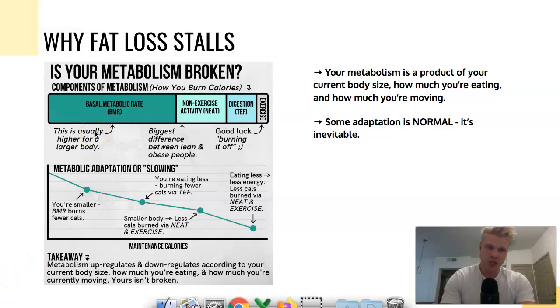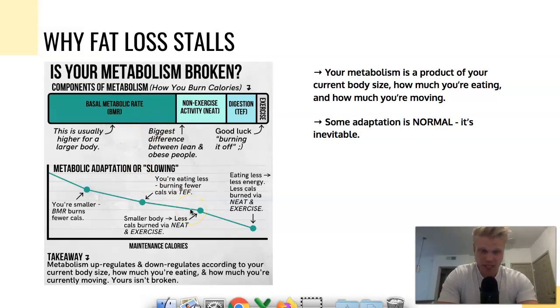Now, as you eat more, this process works in reverse. You have more energy, so you burn more calories via NEAT, and often you have more energy to train more intensely, so we burn more calories there. As well, you're eating more, so the thermic effect of food is greater. And then, as we gain weight, basal metabolic rate increases. This is all called adaptive thermogenesis.